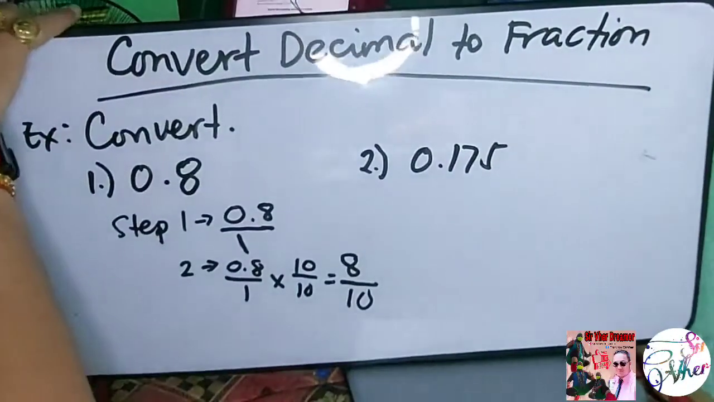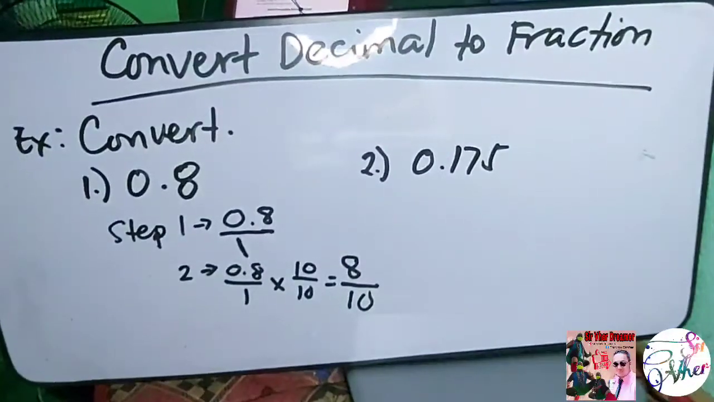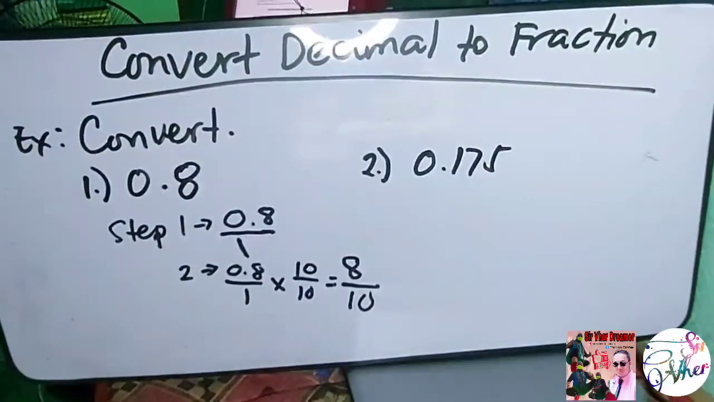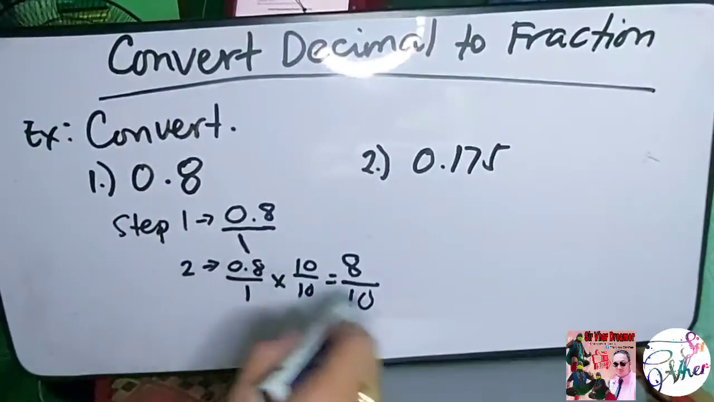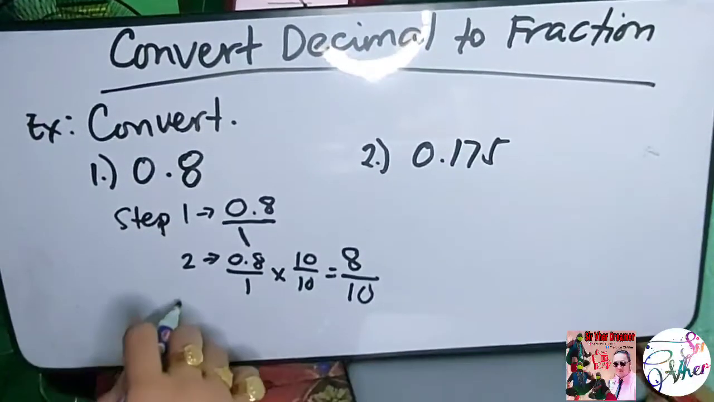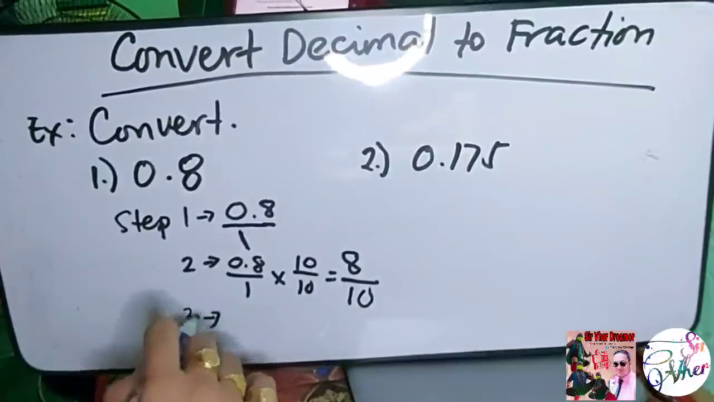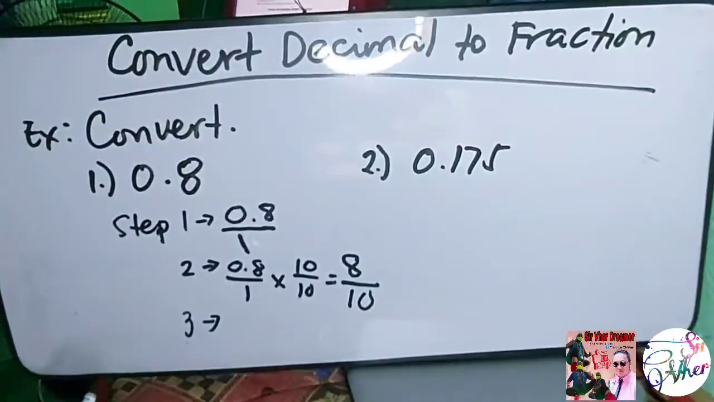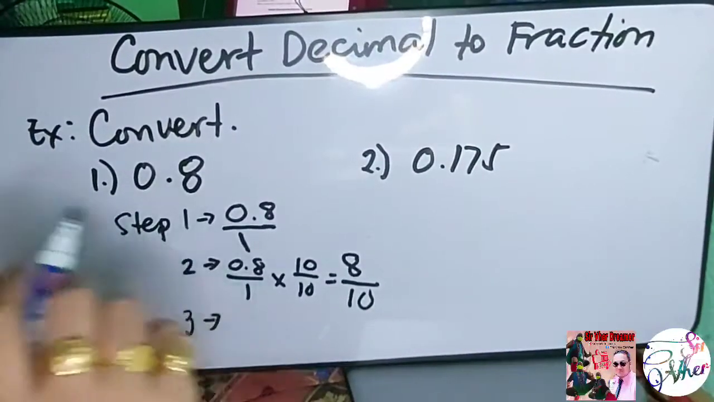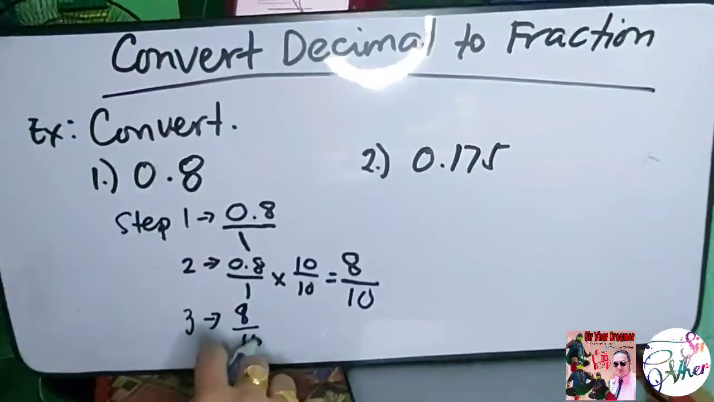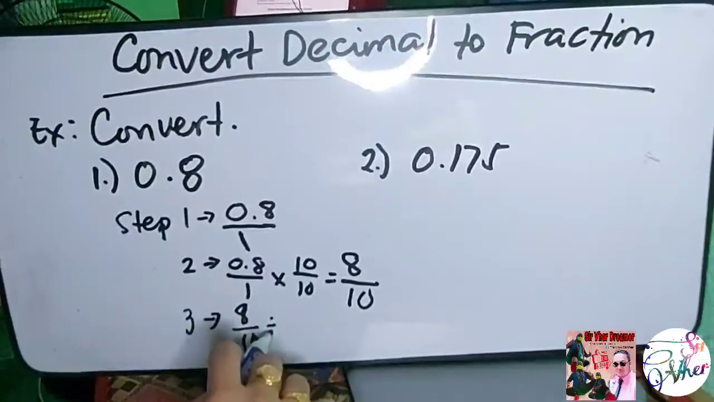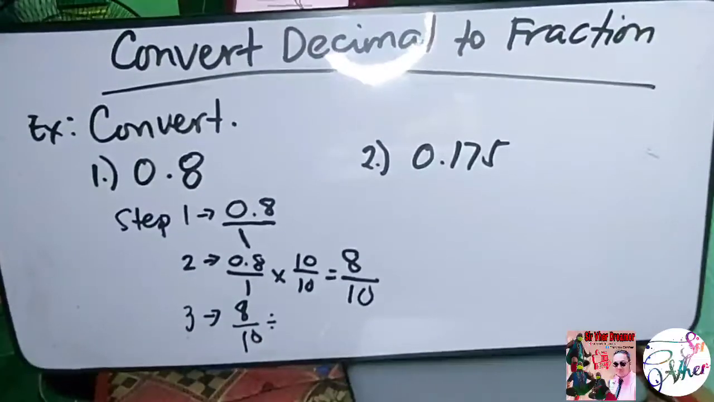Then, we are going to get the answer to its lowest term, because in mathematics we have to make sure that our answer is always expressed in lowest term. How are we going to do 8 over 10 to lowest term? So that is step number 3. We are going to make sure that the final answer is in the lowest term.